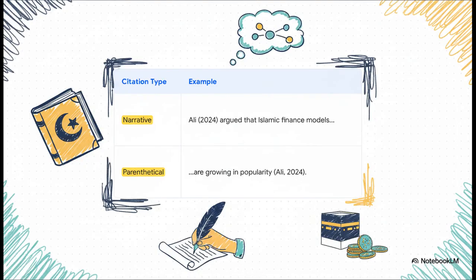Now let's talk about how you actually do in-text citations in APA style. It's simpler than you think. You basically have two flavors. The first is called narrative, where you weave the author's name right into your sentence. For example, Ali 2024 argued that. The second is parenthetical, where you put the citation in parentheses at the end of the thought, like this: Centurial Medavchinspiedin are growing in popularity, Ali 2024. A good writer mixes both of these to keep the text flowing nicely.